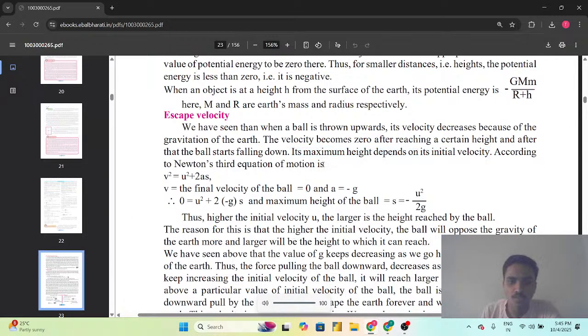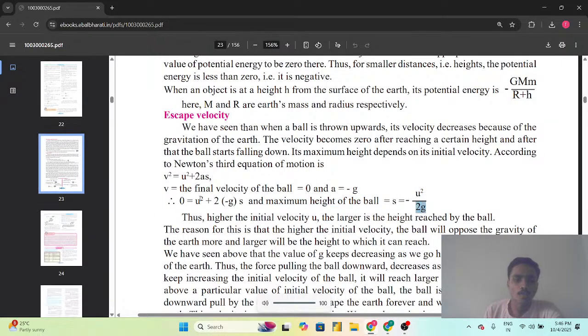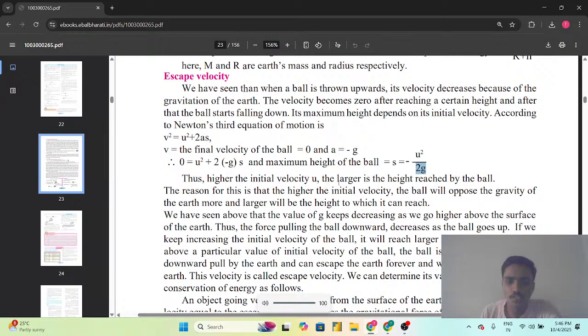According to Newton's third equation of motion, v square is equal to u square plus 2as. The final velocity of the ball will become zero as the ball reaches a particular height, and acceleration will be negative, that is a is equal to minus g. So we will have the equation 0 is equal to u square plus 2 into minus g into s, and the maximum height s will be s is equal to u square upon 2g. Thus, the higher the initial velocity u, the larger the height reached by the ball.